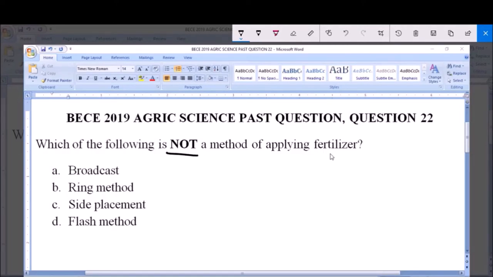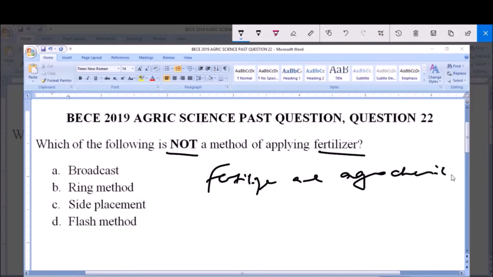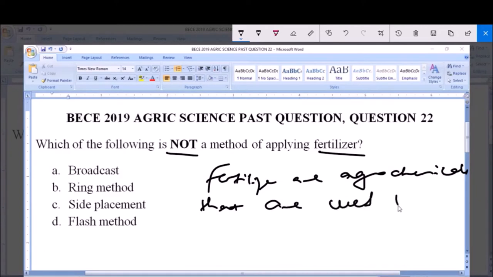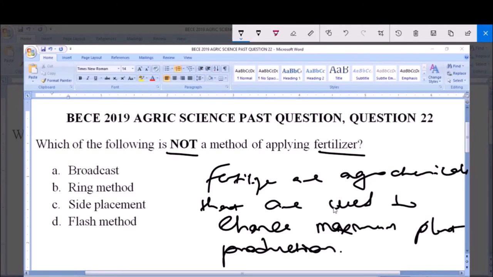Now, let's just remind ourselves what fertilizers actually are. Fertilizers are agrochemicals that are used to enhance maximum plant production. So fertilizers simply refers to agrochemicals that are used to enhance plant production.